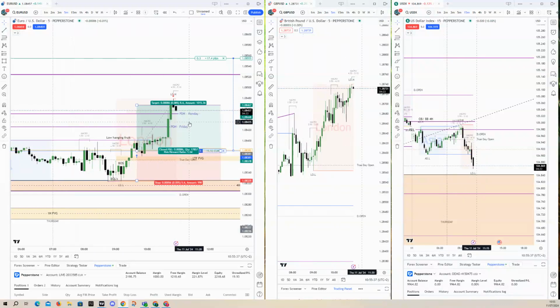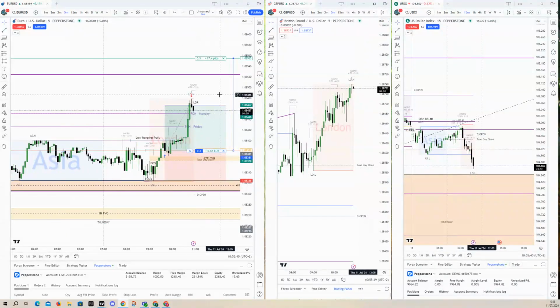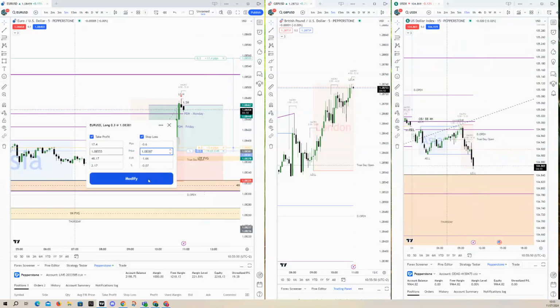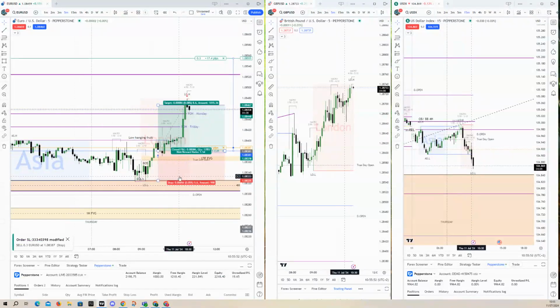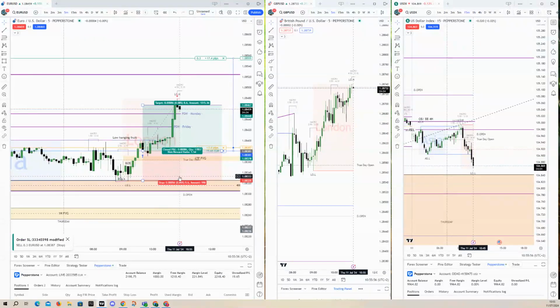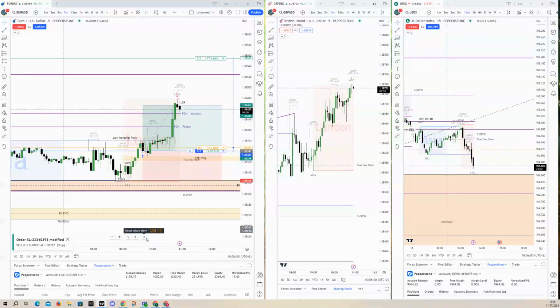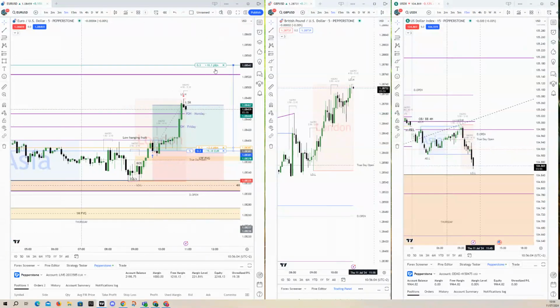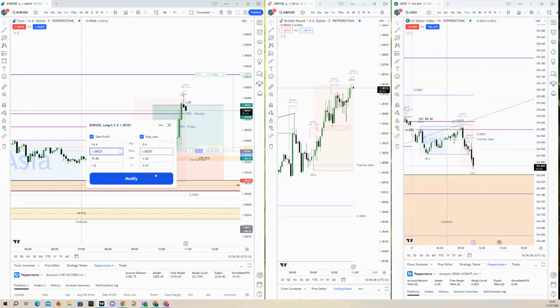So back again, as you can see, the trade went in the correct direction. So I just took a little bit of profit there and moved my stop loss to break even. So it's safe to say I have a winning trade on my hands. But I really think that we can go a little bit higher here.